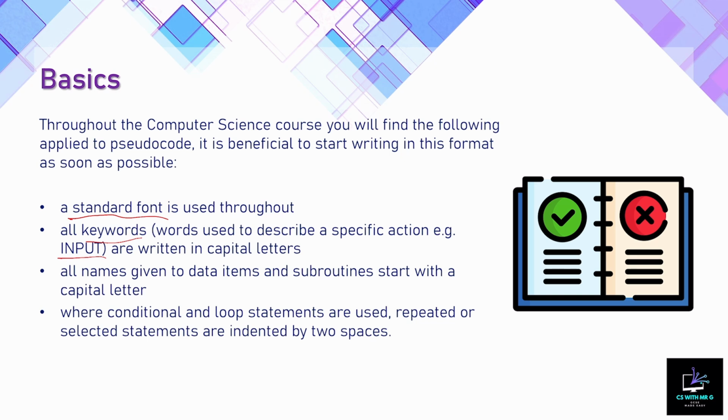So input, output, if, all of the keywords that we're going to learn, in pseudocode, you put these in capital letters. When it comes to variables or data items and subroutines, these start with a capital letter, but then the remainder of the word will be in lowercase. So for example, if you've got a variable called name, it'll be capital N followed by AME in lowercase. And again, you'll get used to this the more that we see it.